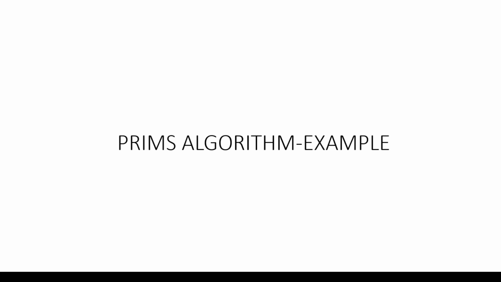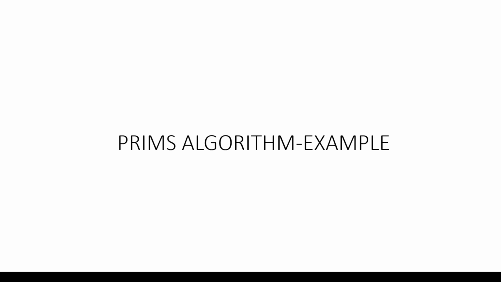Hello everyone, in this video I'm going to explain Prim's algorithm with an example. Prim's algorithm is used to find a minimum cost spanning tree and it is a minimization problem. A spanning tree says that the number of vertices in a spanning tree should be the same as the number of vertices in the given graph, and the number of edges should be 1 minus the number of vertices.